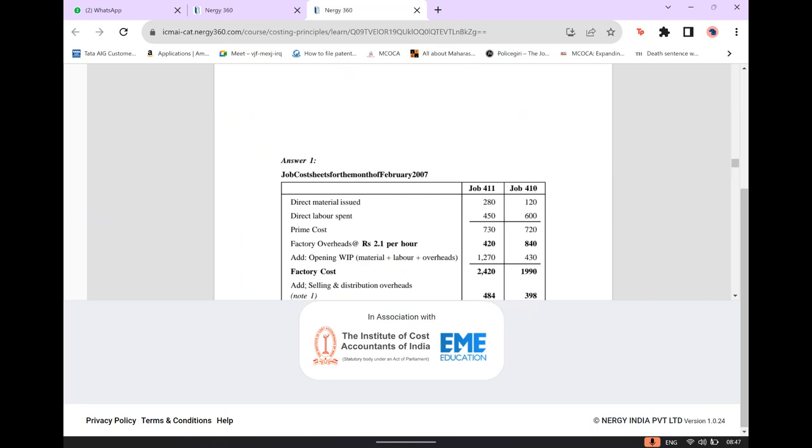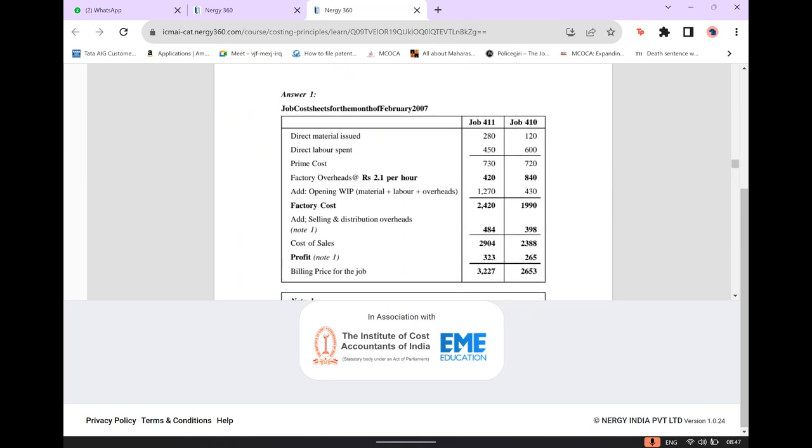So for jobs 410, 411, you have direct material, direct labor, prime cost, factory overhead. You should not take 2 rupees, you should take 2.1 because of actual factory overhead. So 2.1 into the number of hours of the job for 410, 411. Then you add the opening stock of WIP, that is the material, labor and overheads, and you don't have any closing as such. So we only do the adjustment for opening WIP, and you get the factory cost.